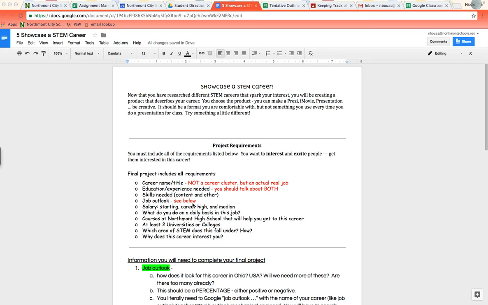The requirements, what do you need to include? You can see that those are right here in your directions. You have to have the name of the career and not the career cluster. You are researching an actual career. So you're not looking up, you know, agriculture or engineering. Okay, you would be looking at mechanical engineering. So a very specific career, a job you could go apply for, be paid to do.